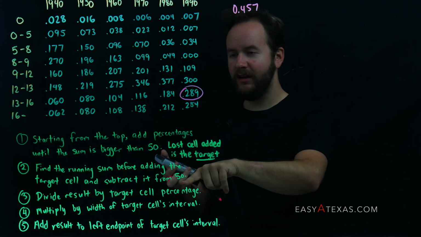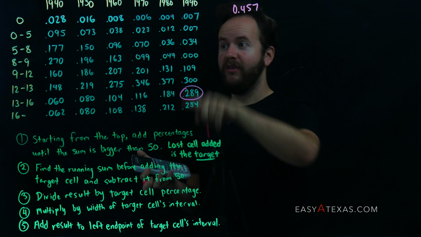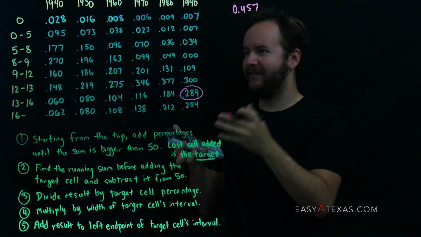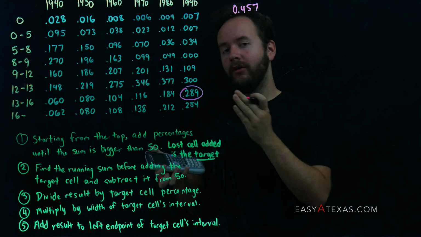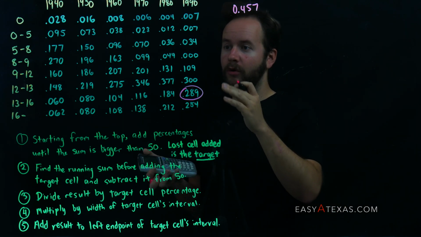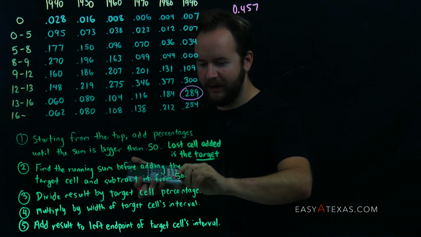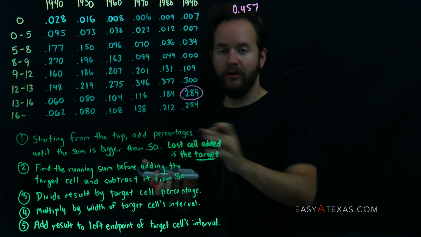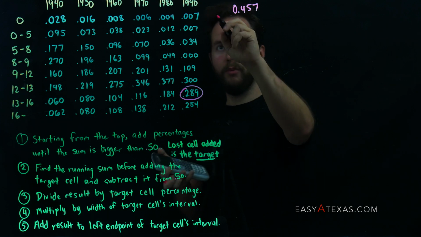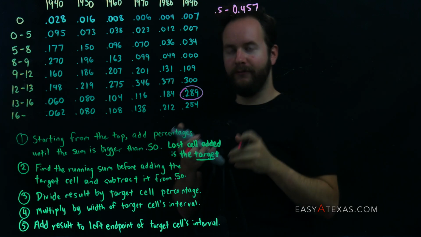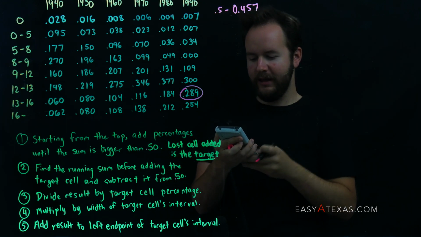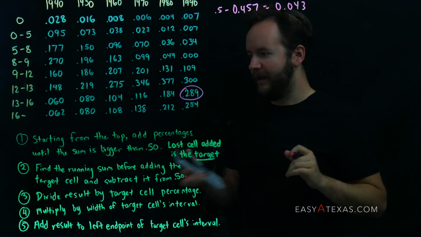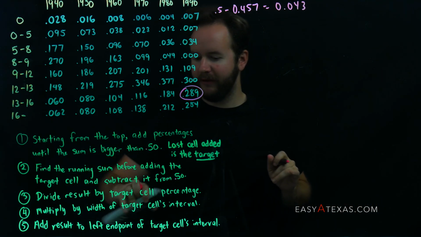Now I know I said 50 here. 50 is the number you subtract from if these are percentages, but these are technically decimals or probabilities, not listed as percentages. So make sure that we're dealing with 0.5 when you're dealing with decimals like this. If you were dealing with percentages, then don't do 0.5, do 50. Okay, so we're going to do 0.5 minus 0.457. If I do that, I get 0.043.